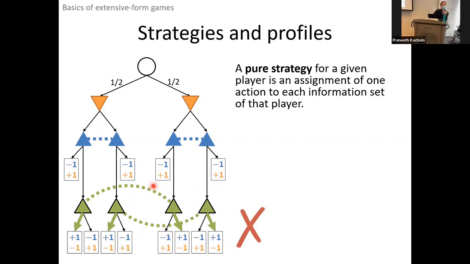Sorry? So what does green know about blue? I understand that blue doesn't distinguish between the two blue triangles on the left and the two blue triangles on the right. What does green know about? Well, green cannot distinguish between these two nodes. So green only knows what blue played, but green doesn't know the original chance node. So green is confused on a different level.